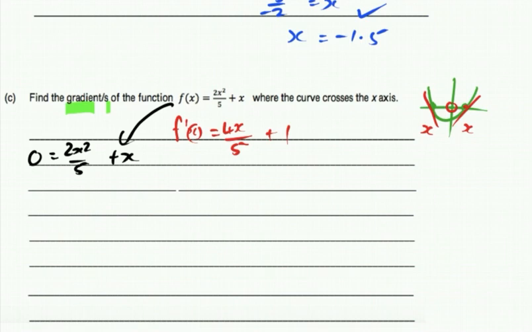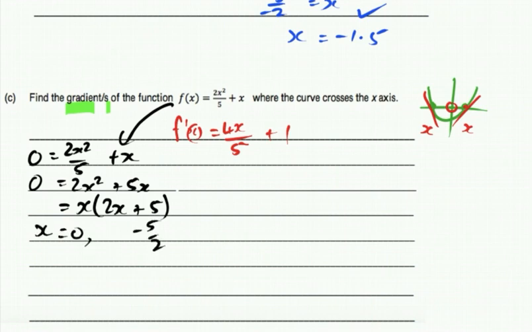This 5 is a problem. I'll multiply everything by 5. So I've multiplied each term by 5. The left, 0 times 5, is 0. Now I can factorize. Oops, it doesn't factorize with 2. It factorizes with the x, x(2x plus 5). So it crosses when x equals 0 and also when x equals negative 5 over 2.